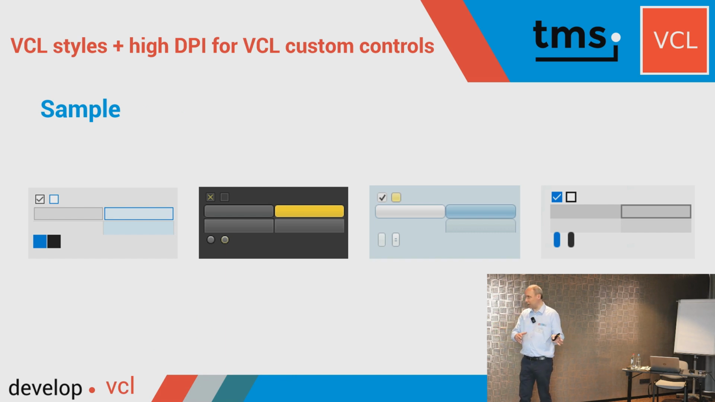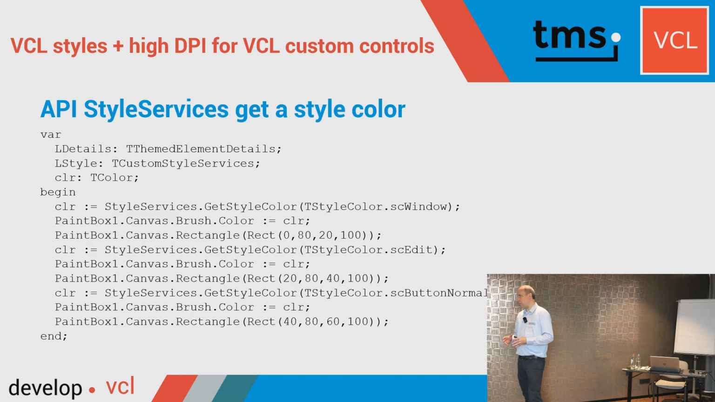The first thing was, okay, how is a checkbox drawn with some specific VCL style? How is a fixed cell drawn in a grid? But I can do more. I can also ask for color information. How should the color of a caption be, for example, in my current selected active VCL style? That's how you can do it with the style services interface: get style color, and then you specify exactly which part you want to get the color from.